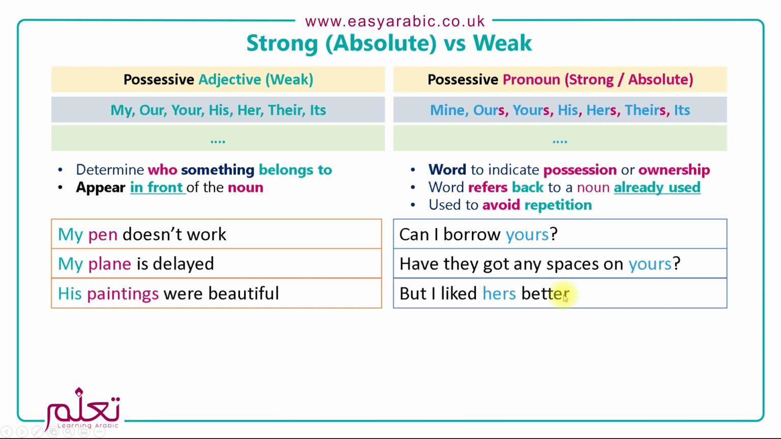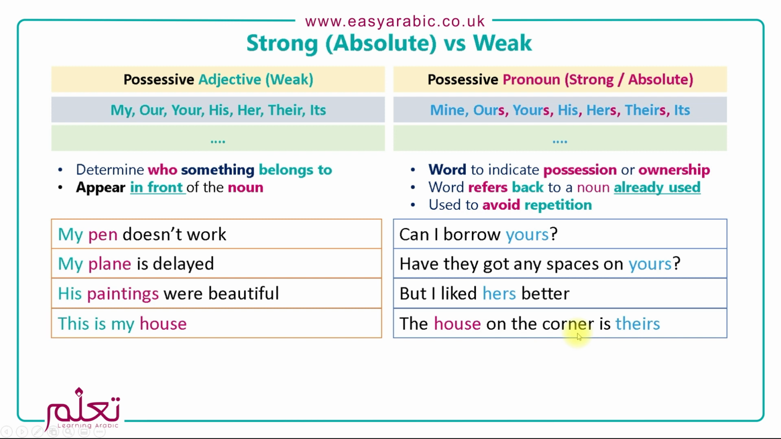So here, this is my house. The house on the corner is theirs. Okay? And this is my book. It's mine. Okay, so let's look at the possessive pronouns.